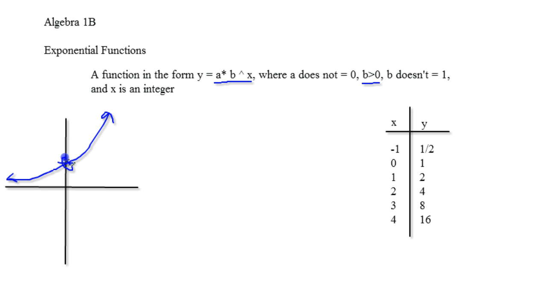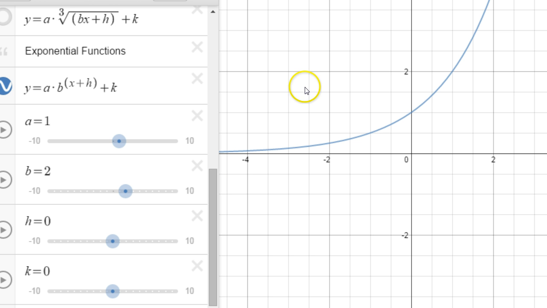Its usual y-intercept is about 1, so we're going to go to Desmos real fast. I'm going to show you how it actually looks on Desmos. Alright, so here's the exponential function right here. Okay, a times, now the plus h, the plus k, you'll learn later on. We're just going to focus on the a and the b right now.